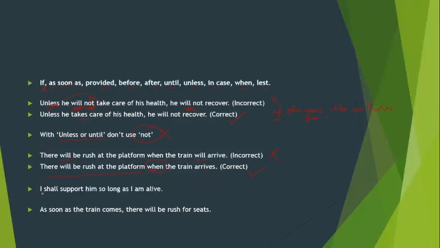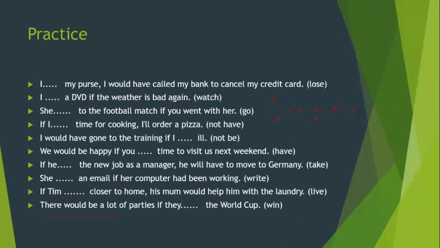Let's see two more examples. I shall support him as long as I am alive. So shall is here. As soon as the train comes, there will be rush. So when the sentence becomes conditional, we don't use future tense in that part, we use it in the next part. Okay. Now let's do more practice so that the concept becomes more clear to you. So we have the options here, and then we'll identify which word is going to fit here to make the sentence grammatically correct.